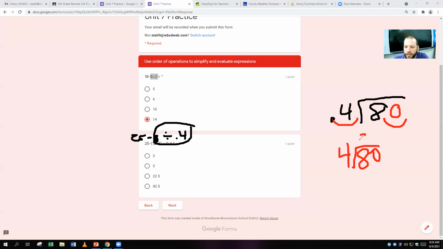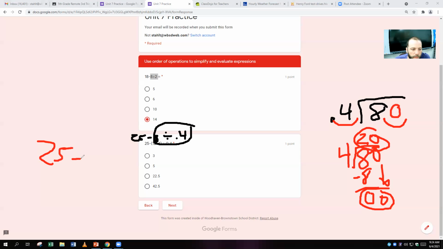And 4 goes into 8 twice. There's nothing left over. And then it does not go into 0, right? So when it goes into 8 twice, there's nothing left over. And then this place value is represented by double zeros. It doesn't go in. So the answer there is 20. So now we have 25 minus 20, and 25 minus 20 is 5.